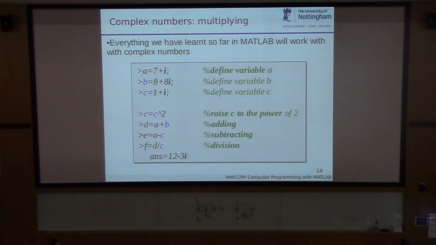And of course, variables also work with complex numbers. So we can define the variable A as 7 plus i, the variable b as 8 plus 8i, or variable c as 1 plus i. And also, all of the operations we learned before work with complex numbers: adding, subtracting, raising to the power, dividing. And we can write little scripts to do work on complex numbers. Now, this might take you a minute to type in by computer and get the answer, and it might take you 10 minutes to do by hand. So you've already got a super time-saving engineering device. Okay? So that's one use for MATLAB.